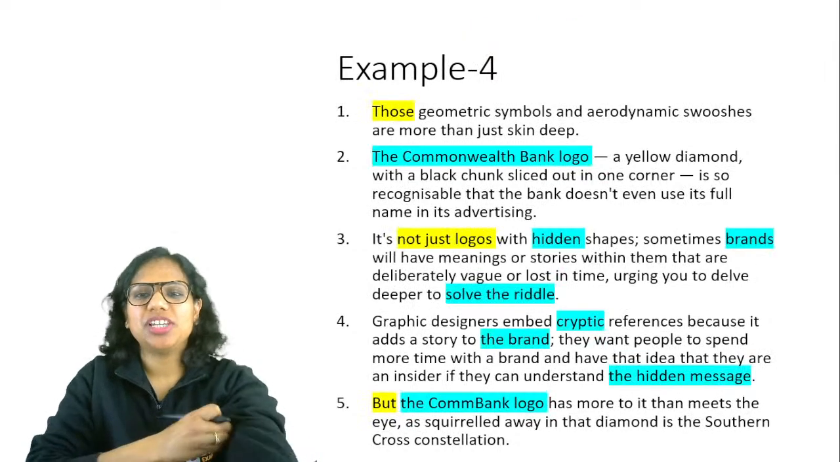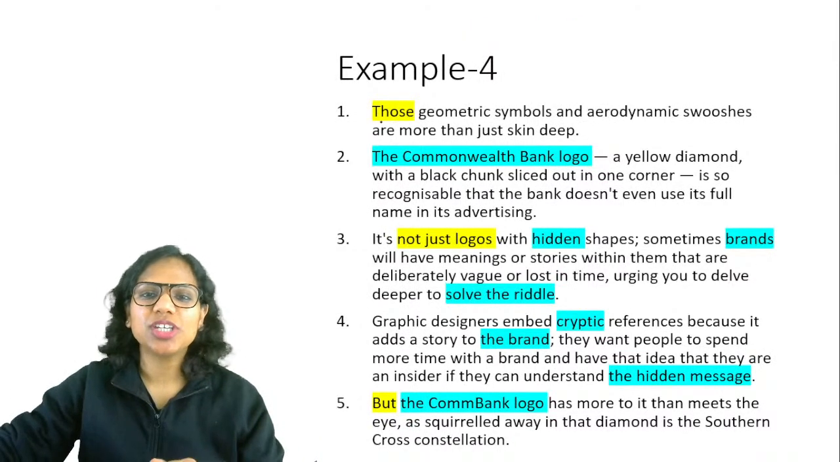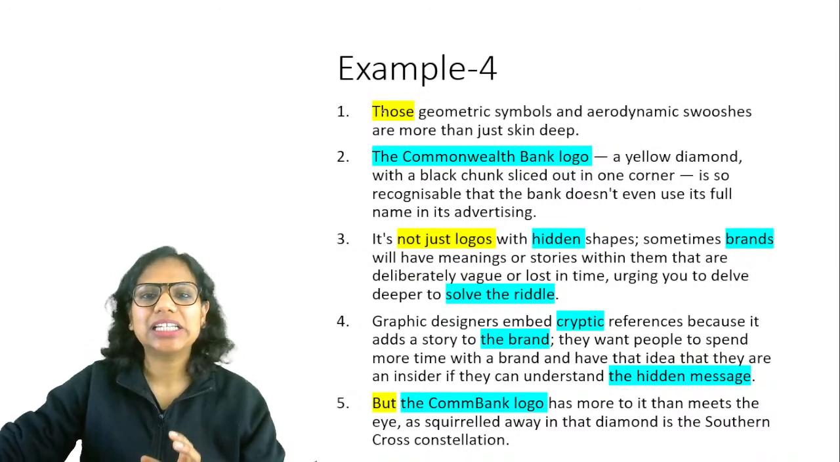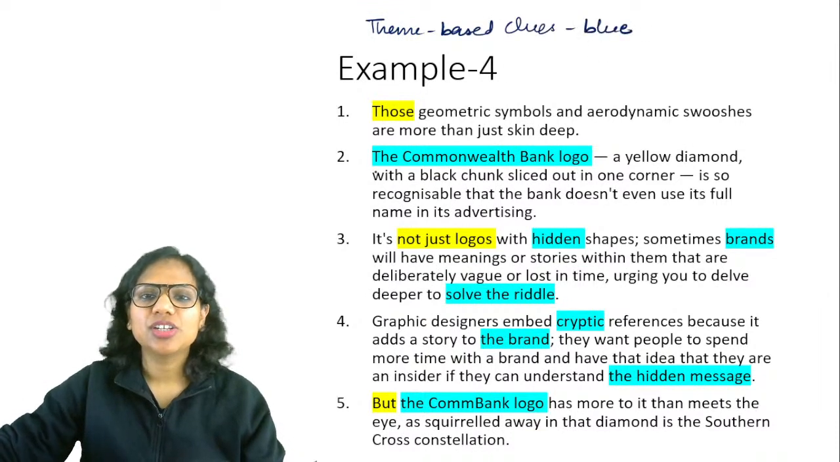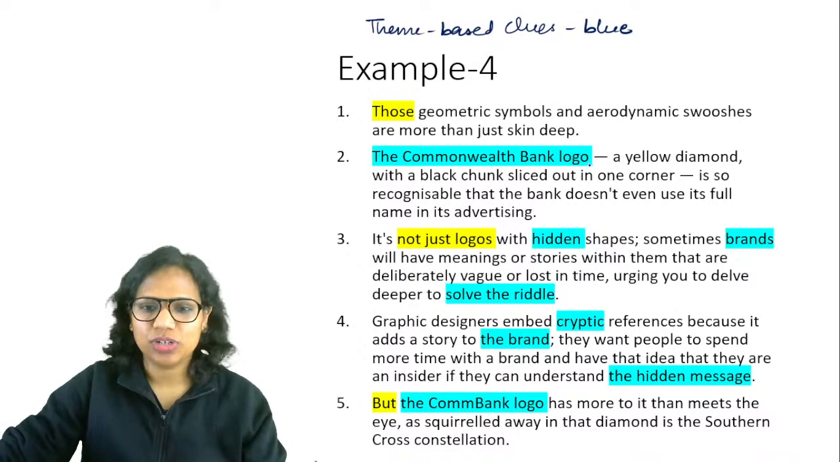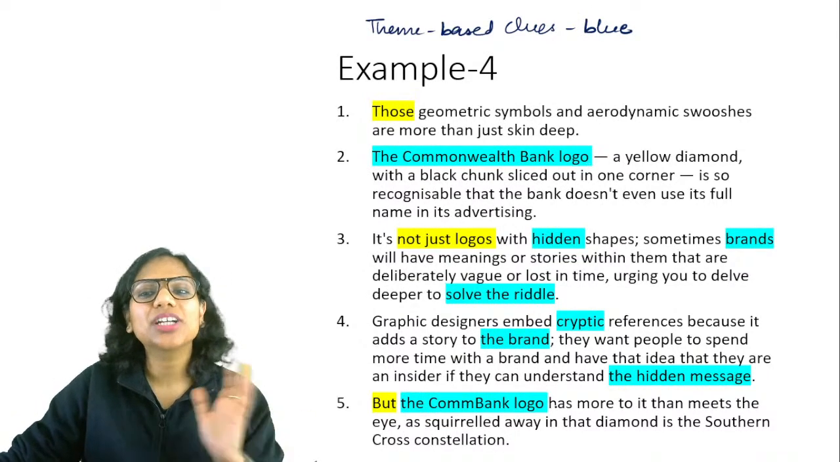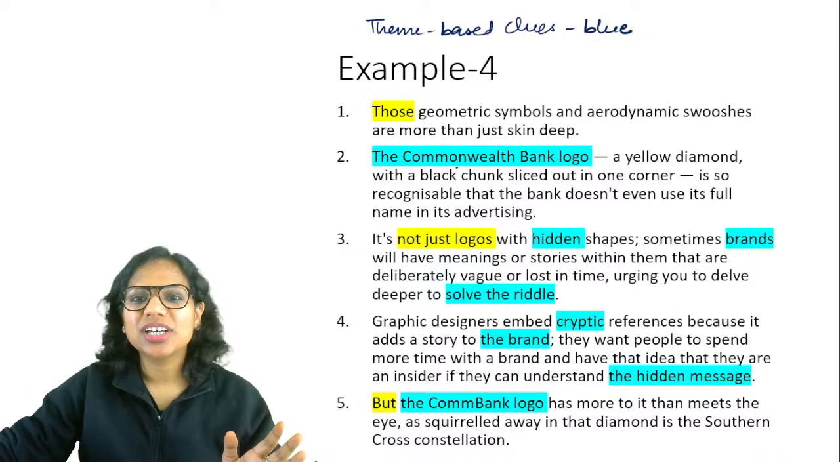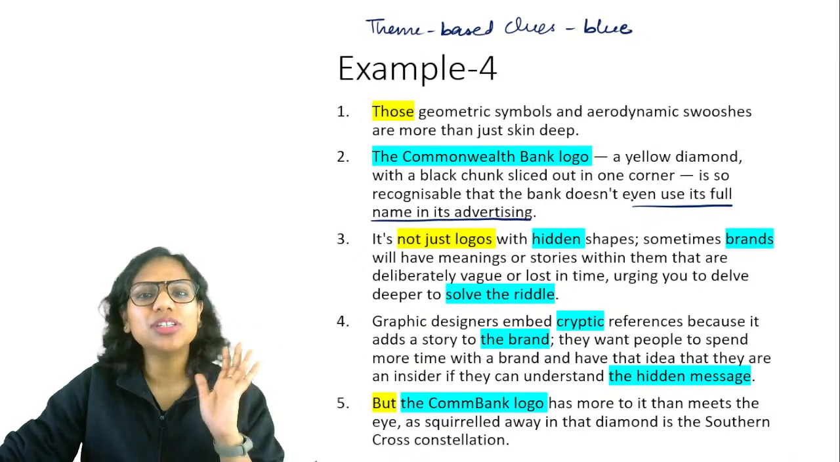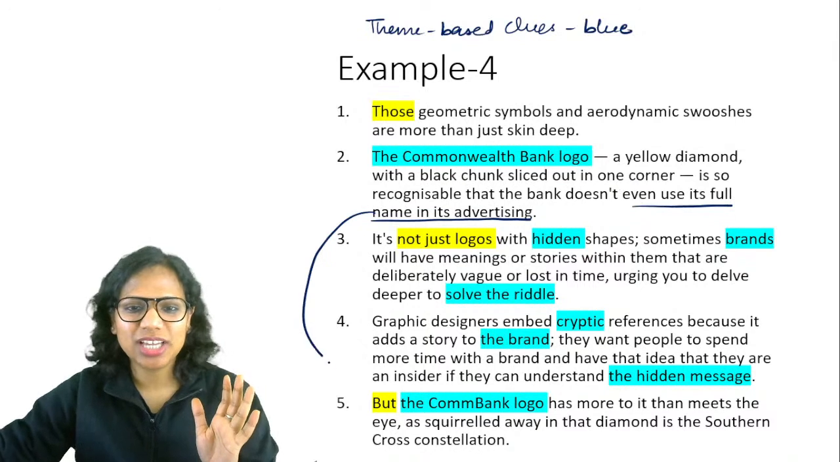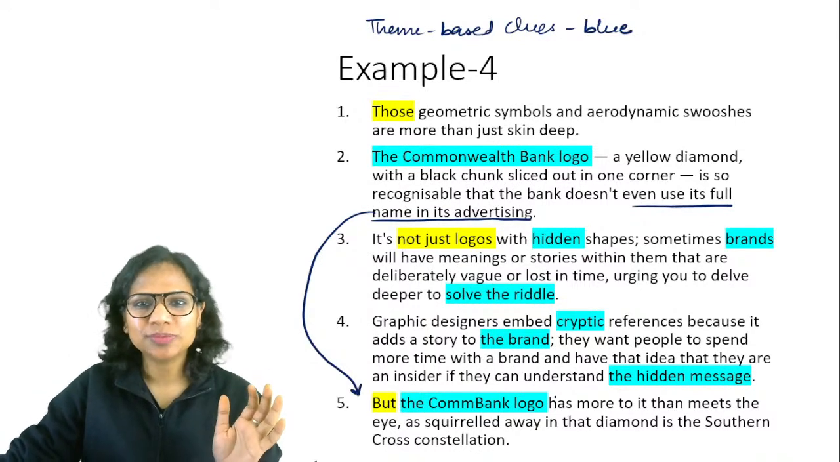So it is working. What I'm telling you is working. Try it. See. So here, the ones in blue, the ones highlighted in blue are your theme-based clues. Okay, the blue ones. So the Commonwealth Bank logo, right? And here I have the Combank logo. Yes. So the Commonwealth Bank logo is so recognizable that the bank doesn't even use its full name in its advertising. So right here I'm saying that the bank is not even using its full name. So see, here only I have shortened it, the Combank logo.